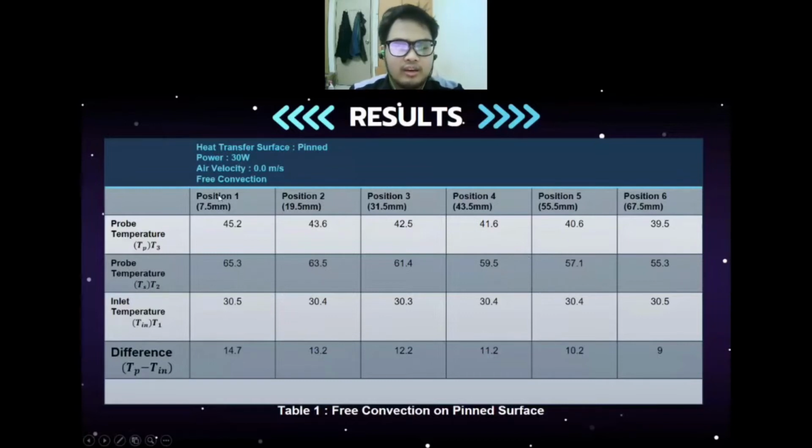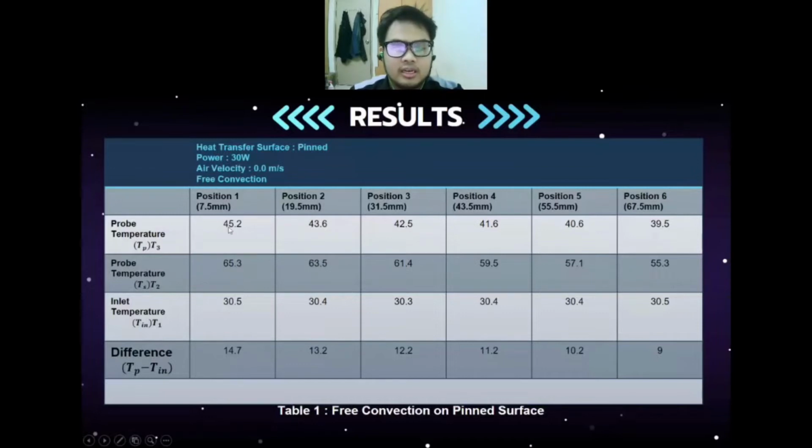Then you can see we have 6 different positions. First is position 1 with the length of 7.5 mm. Position 2 is 19.5 mm. Position 3 is 31.5 mm. Position 4 is 43.5 mm. Position 5 is 55.5 mm. Position 6 is 67.5 mm. So we take the temperature based on these positions with the probe.